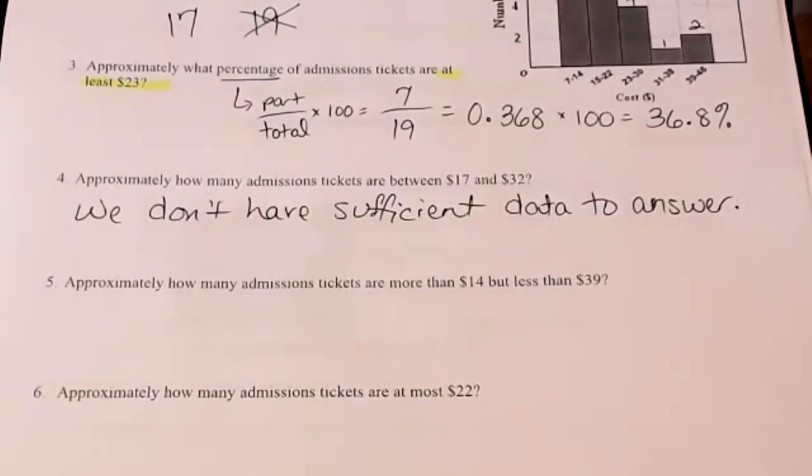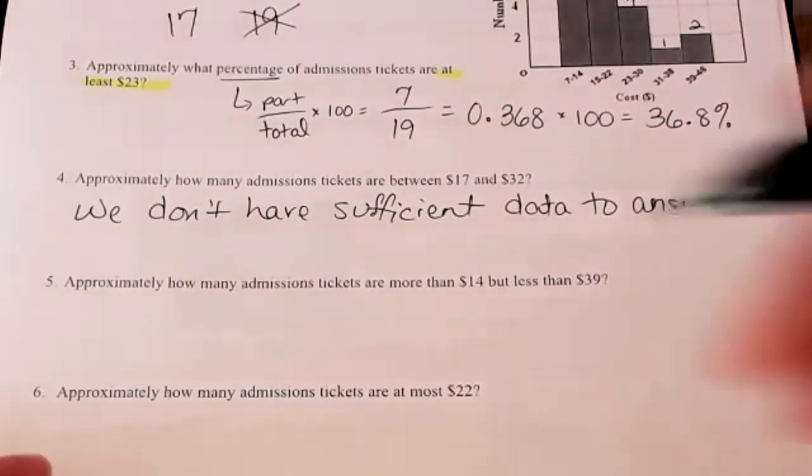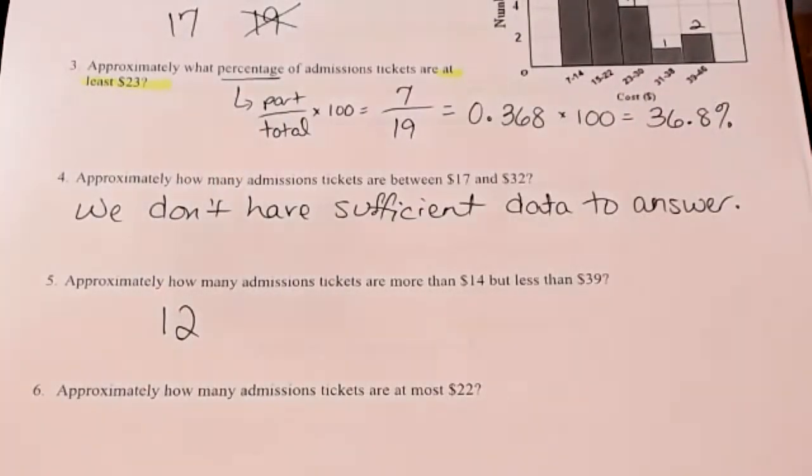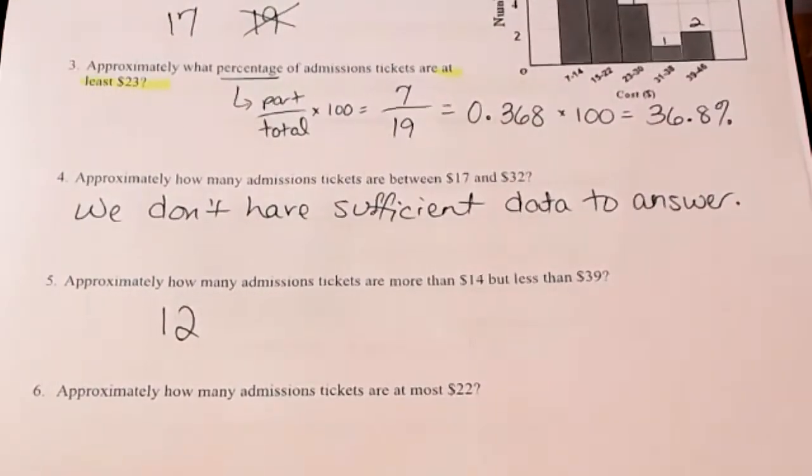Beautiful. Next, we have approximately how many admission tickets are more than 14, but less than 39. And your answer? I got 12 tickets. I have 12 tickets. Wow, beautiful. Very, very nice. And really, it should say how many parks, but it's okay to say how many admissions tickets. It's like we're counting the ballots. That's totally fine. There are 12.